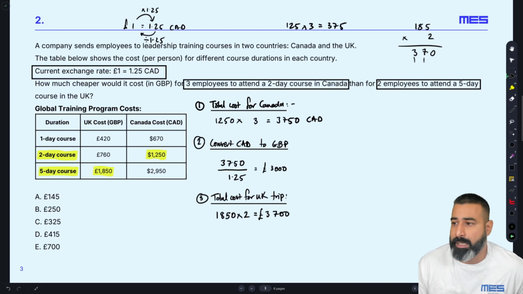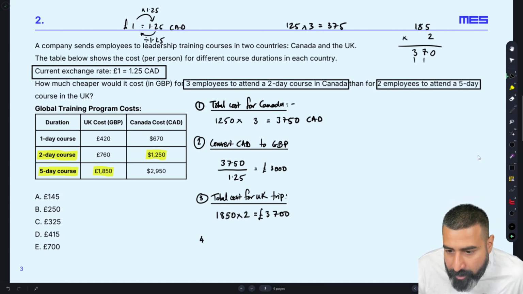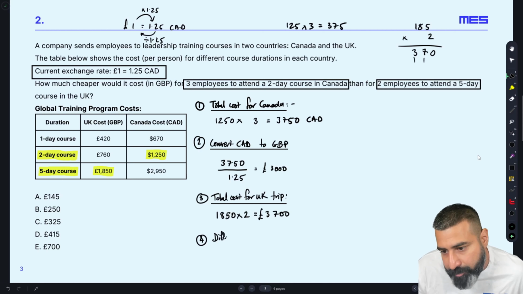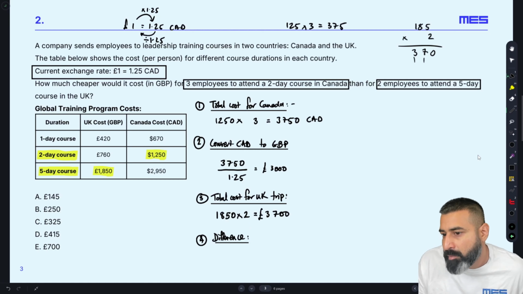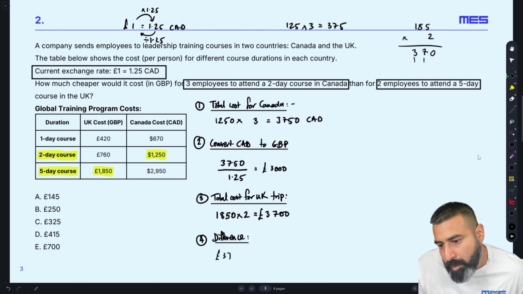Okay, so how much cheaper would it cost for 3 employees to go to Canada on a 2-day course as opposed to sending 2 employees on a 5-day course in the UK? Well, this is just going to be the difference. So the difference is going to be £3,700. Take away Canada, which is 3,000. So it's £700 cheaper.